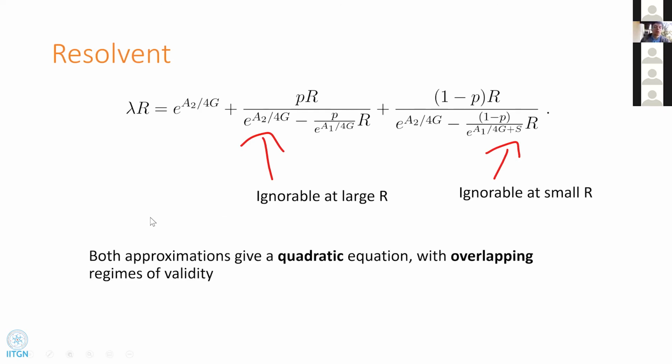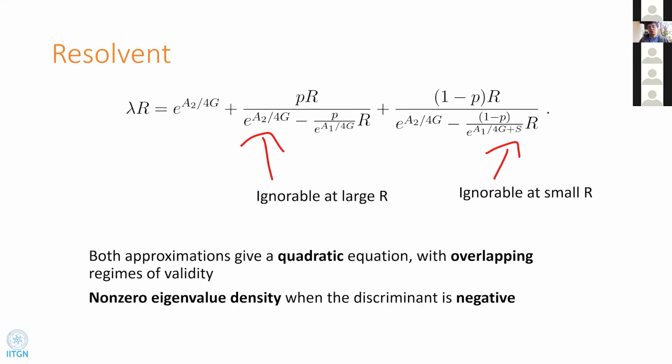So these two approximations have overlapping regimes of validity, and in each case they give a quadratic equation which can be solved. In particular, you get a non-zero eigenvalue density whenever the discriminant of that quadratic equation is negative. Hopefully that is familiar to all of you from maths lessons in high school.